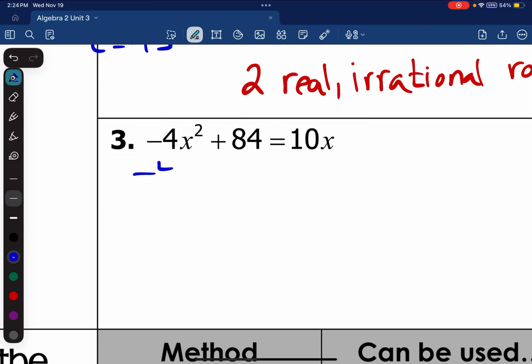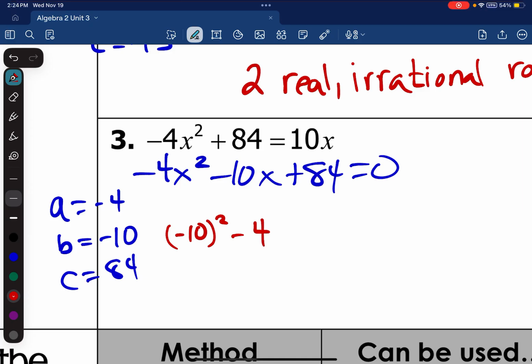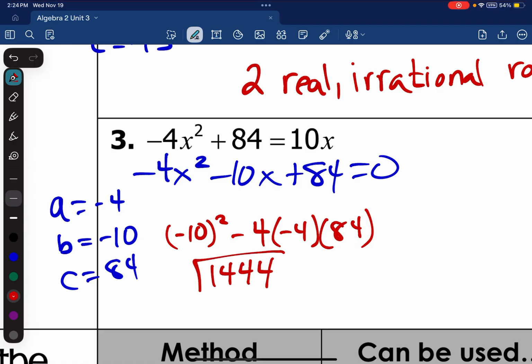So, first things first, I've got to move over the 10x. Put it in standard form first, then identify A, B, and C. Once I have A, B, and C, then I will plug it into the discriminant. Discriminant is B squared minus 4 times A times C. That's 100 plus 1344, which is 1444.